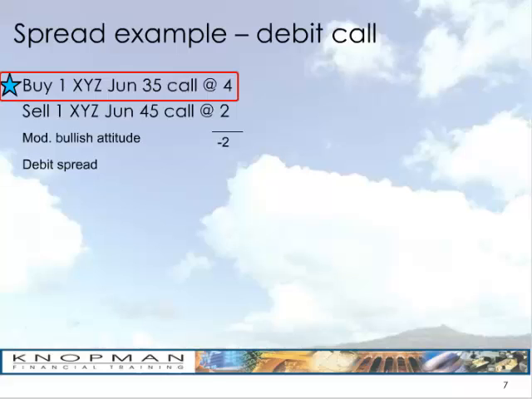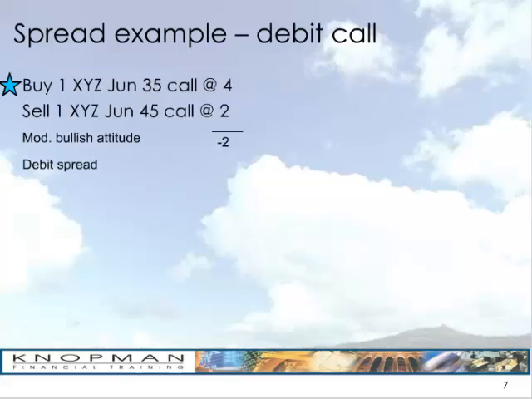Okay, so we are buying a call. And when you buy a call, you are bullish. And all spreads are moderate positions. We are moderately bullish. We're reducing our investment. Instead of paying 4, we only paid 2. But because of that, as I'll show you in a second, we give up some of the upside. So all spreads are moderate positions. So it's bullish because of the dominant position. And we know we're moderately bullish because it's a spread.